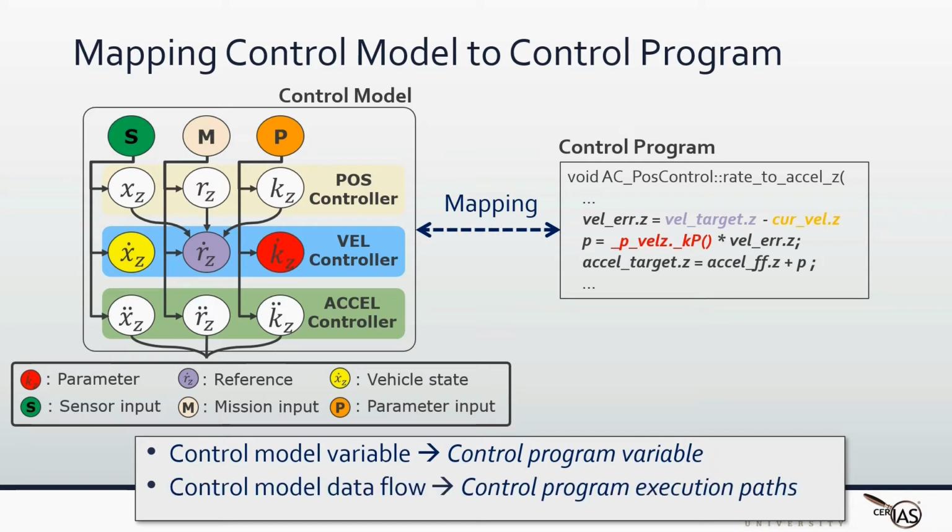The second aspect of the mapping is to map the control model data flows to the control program execution paths that implement the data flows. As an example, in the control model, the z-axis acceleration reference is determined by the z-axis velocity state, reference, and parameter. Such a data flow corresponds to the code snippet that I just swept through.